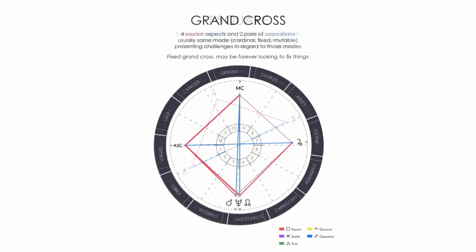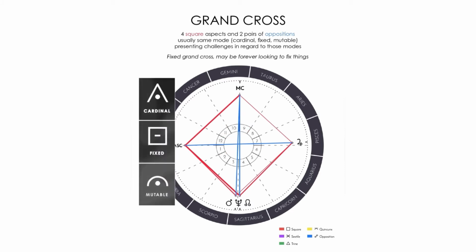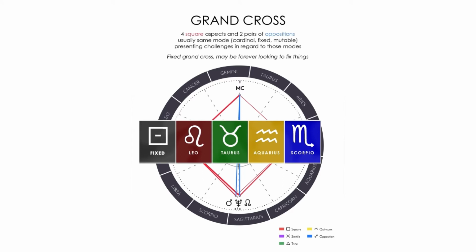A grand cross, that's 4 interlocking square aspects and 2 pairs of oppositions. This is a pretty rare pattern. Usually they're within the same mode, cardinal, fixed, or mutable. So they'll present challenges in regards to those modes. Like as an example, a fixed grand cross may be forever looking to fix things.